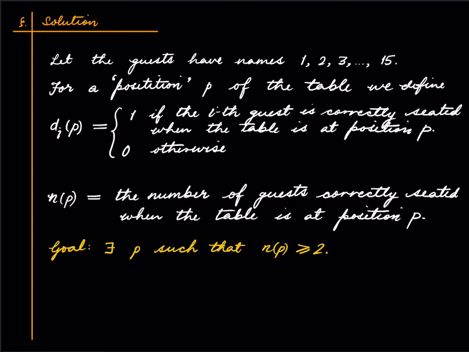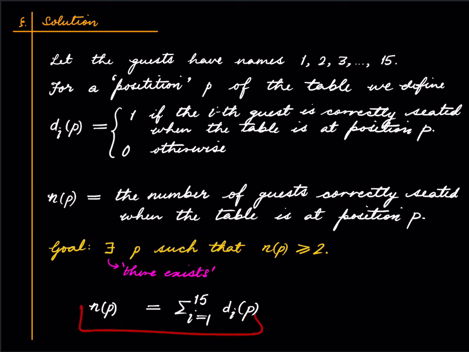So this symbol here just means there exists. Nothing more and nothing less, just a shorthand. And one must realize that the problem is precisely asking us to show that there is such a P. All right, so here is the crucial observation, or maybe a very simple one. N P is nothing but this number. So what is the right-hand side? The right-hand side is the total number of i's for which D i P equals 1, which is the same as the total number of i's for which the ith guest is correctly seated, which is the same as the total number of guests who are correctly seated, which is N P. So this equation should be obvious.